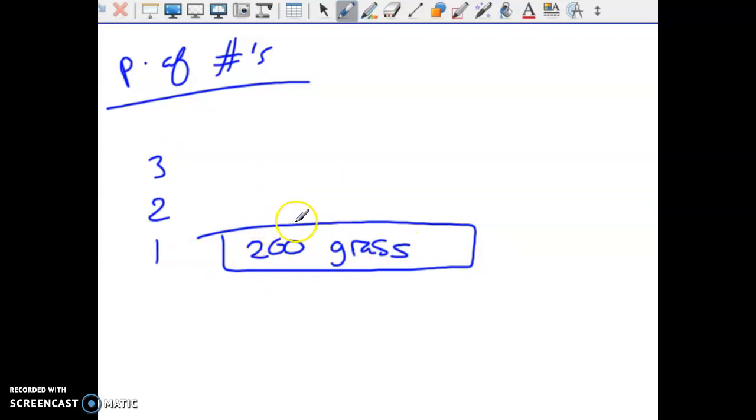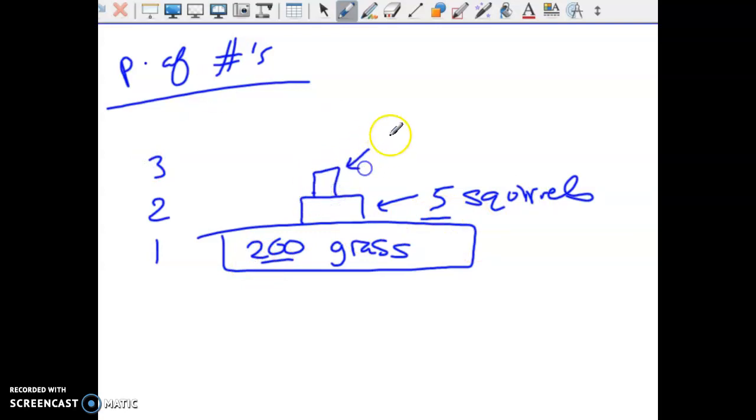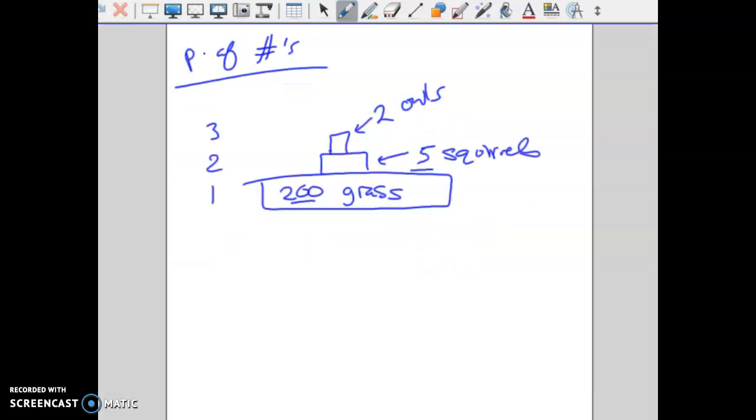And let's say there are 5 squirrels, right? So it's literally like how many blades of grass, how many squirrels are there? And maybe there are, I don't know, two owls, let's say. Okay, so pyramid of numbers. But sometimes it doesn't always look like a pyramid. I'll give you an example.